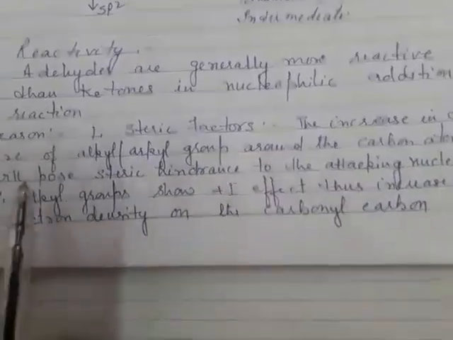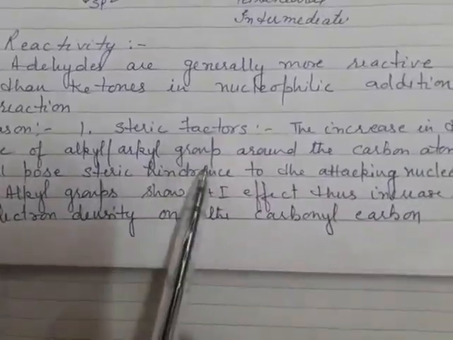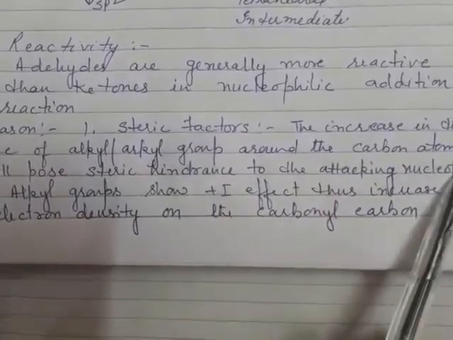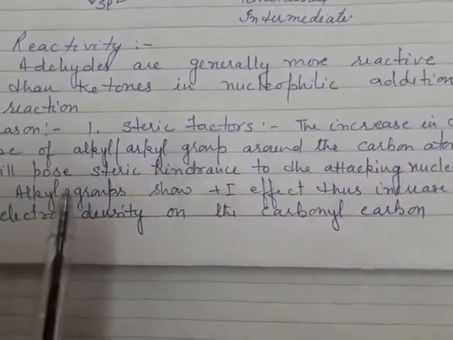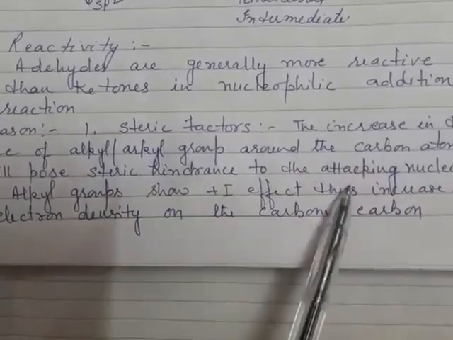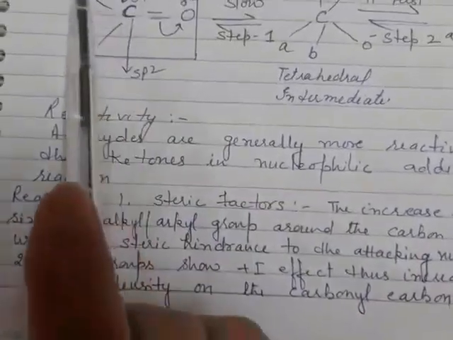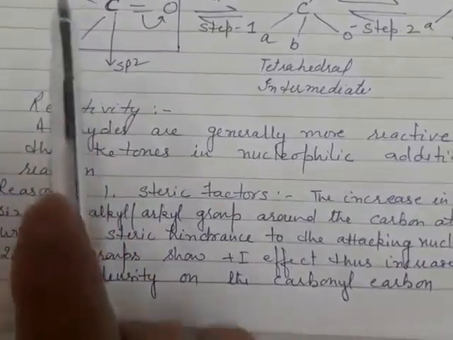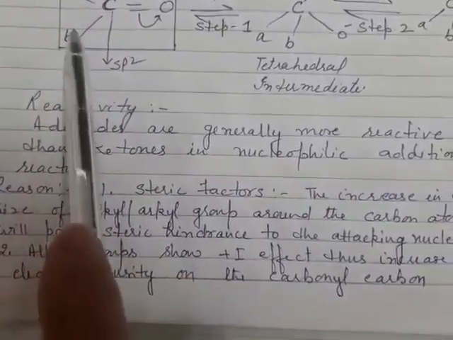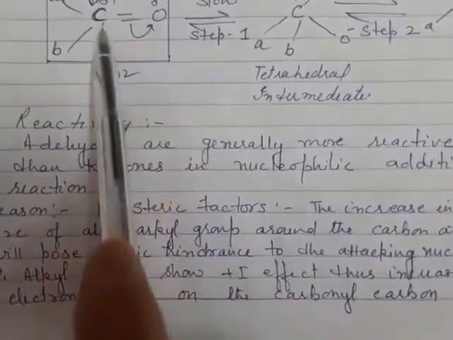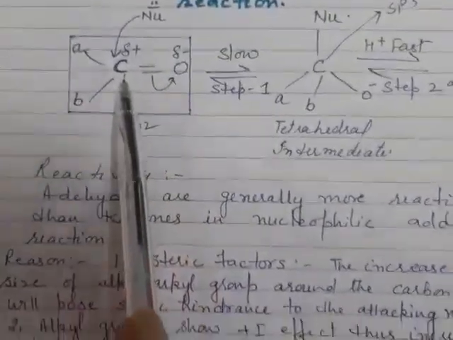The increase in the size of the alkyl or aryl group around the carbon atom will pose steric hindrance to the attacking nucleophile. Naturally, if a large group is attached to the carbon, the nucleophile will not be able to attack the carbon.